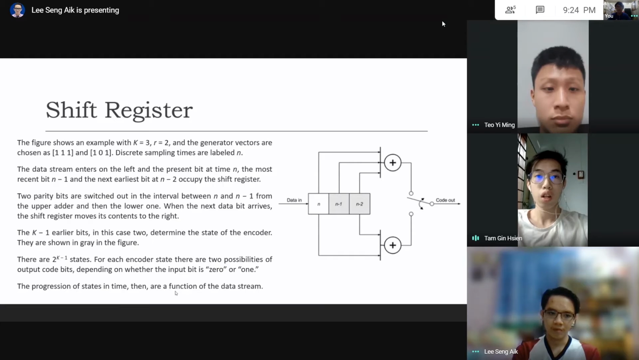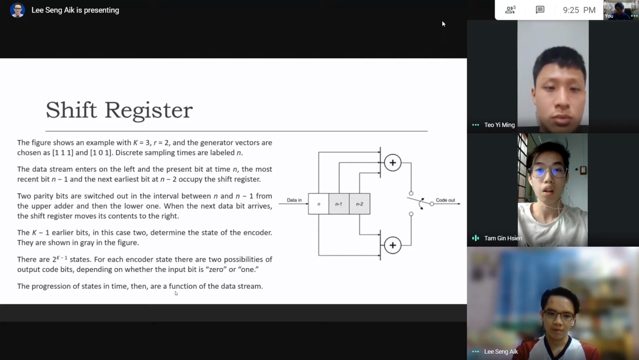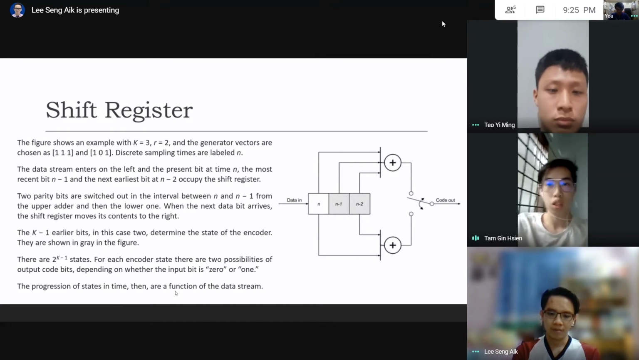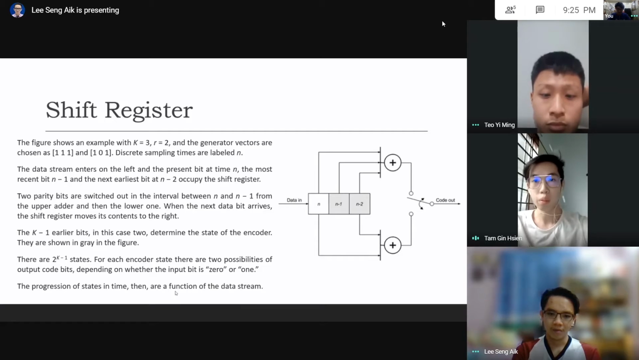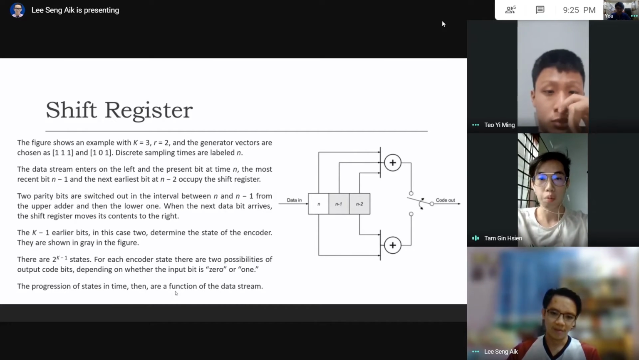The k-1 earlier bits, in this case 2, determine the state of the encoder. They are shown in gray in the figure. There are 2 to the power of k-1 states. For each encoder state, there are 2 possibilities of output code bits, depending on whether the input bit is 0 or 1. The progression of states in time then is a function of the data stream.